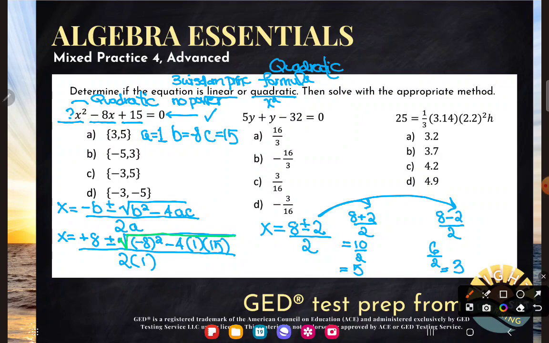So let's see, A, B, C, D. Here we go. This notation here is called set notation. Think of it like a bag of numbers. I'm saying there's more than one solution, and those solutions are 3 and 5.